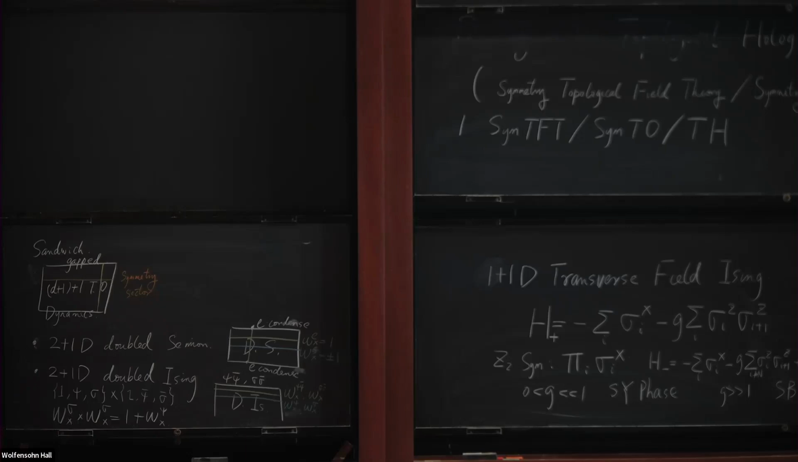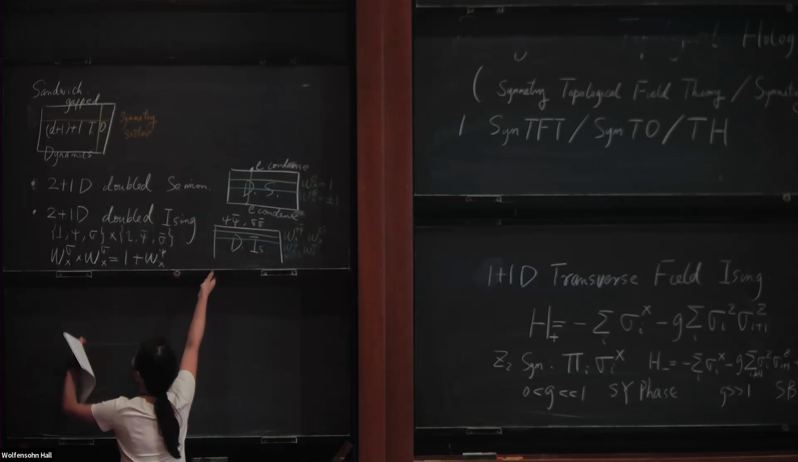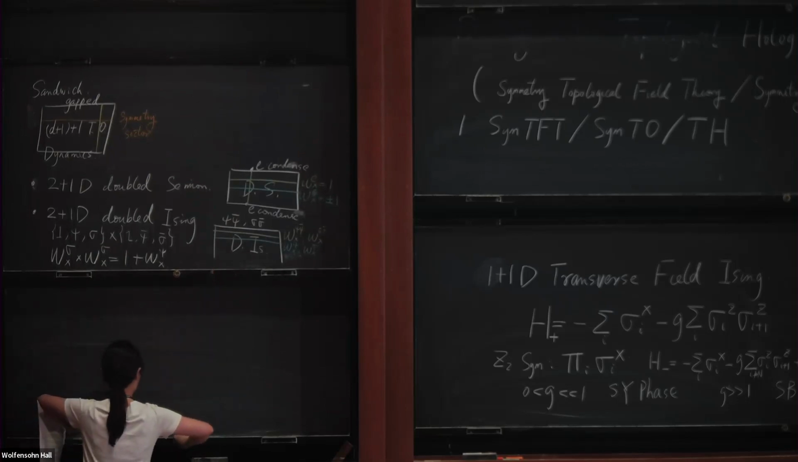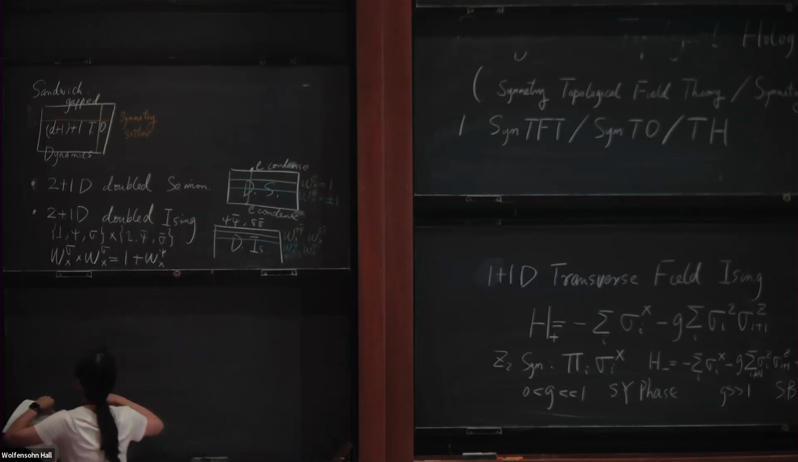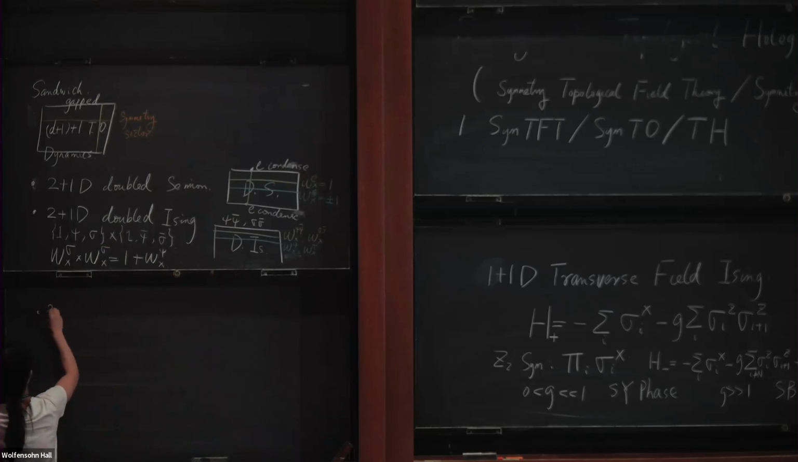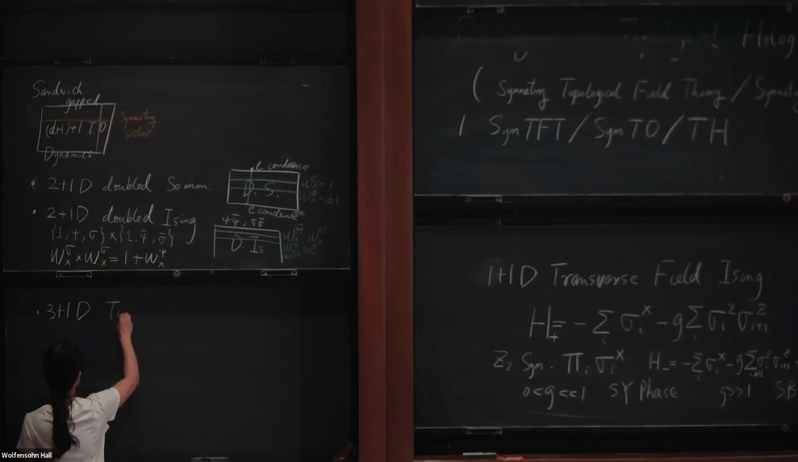Okay, so these are two examples in 2+1D. And then the last example is a 3+1D example, which I'm actually going to talk more about in my later lectures if I have time, but I'm going to briefly mention it today. So let's say the bulk is 3+1D toric code.